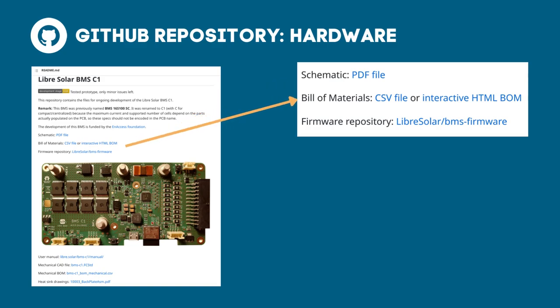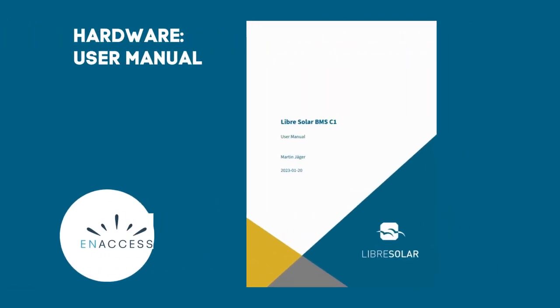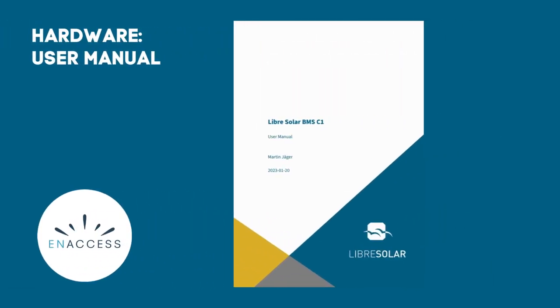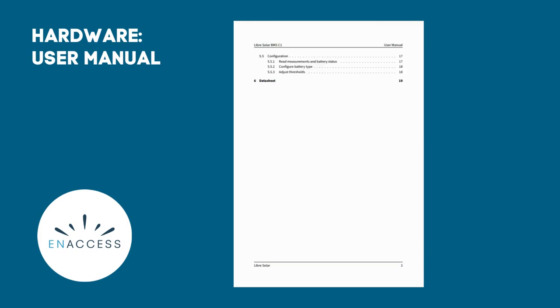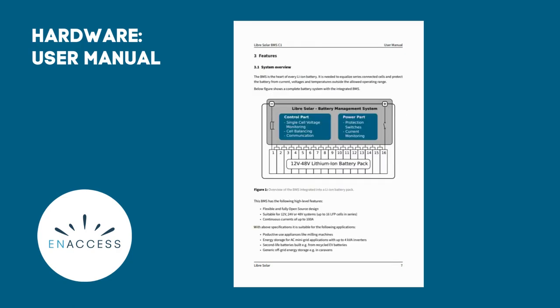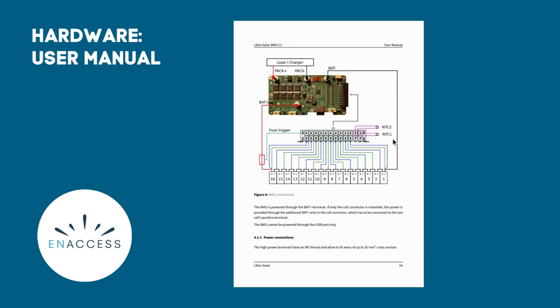Then we've got the bill of materials as a normal CSV file and an interactive bill of materials, which I will show in the next slide, and a link to the firmware repository and the manual and some mechanical design files as well. The user manual, which is also linked in the previously shown page, contains all the information you need to integrate the BMS into a battery pack. For example, here it shows where to connect the chargers or the loads, where to connect the battery cells in this connector and the temperature sensors, and it contains lots of other information on how to use it.